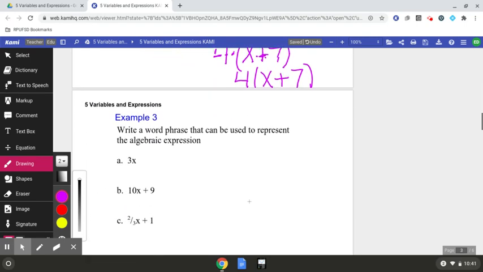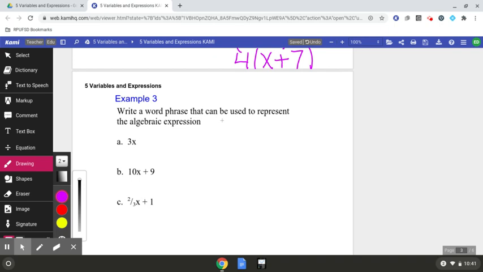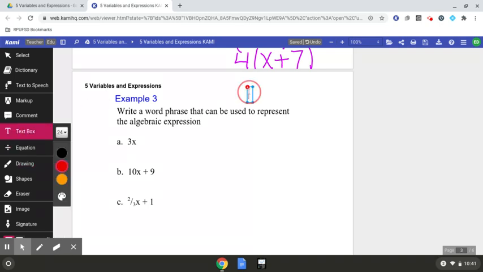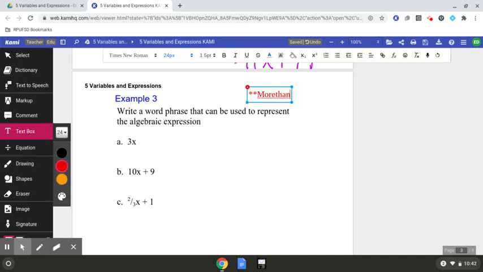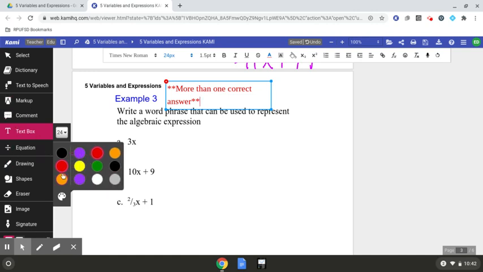Okay, number 3. Write a word phrase now that can be used to represent the algebraic expression. So for this, you have to understand that there's more than one correct answer. So I'm just going to give one, obviously. I'm not going to give multiple. So if you came up with something else or are thinking of something else and you want to know if it's right, you can most certainly ask, just message me and ask if it would work. And I will let you know.